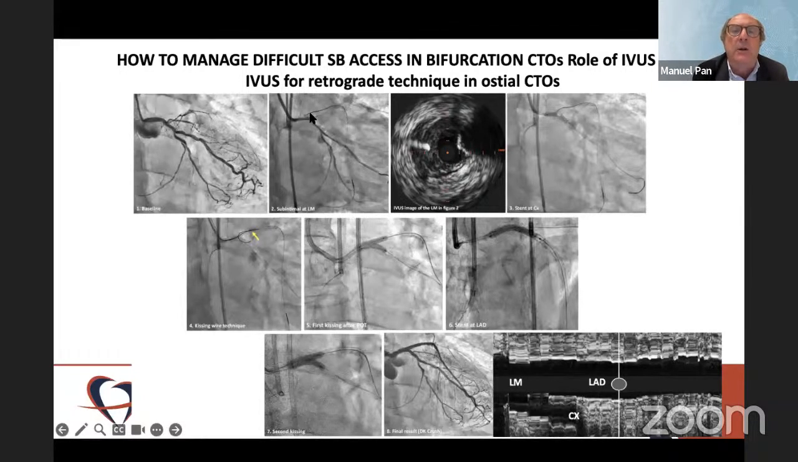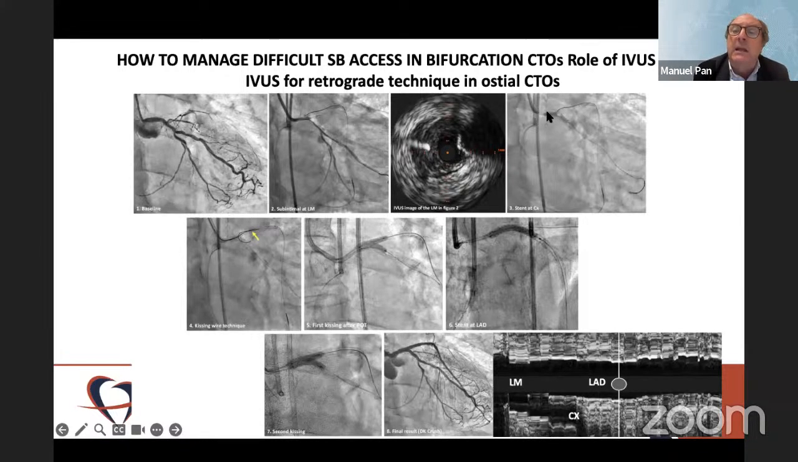We used a retrograde technique and tried to reach the true lumen of the left main. But during the maneuver, an image of intramural hematoma was produced with almost occlusion of the left main. This is a complication that was quickly identified by IVUS.